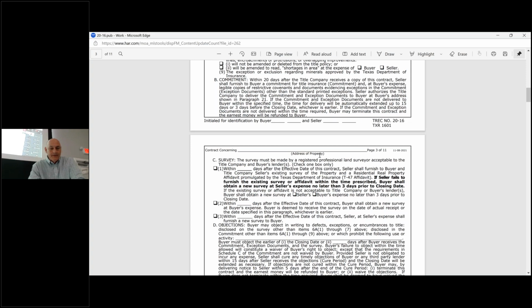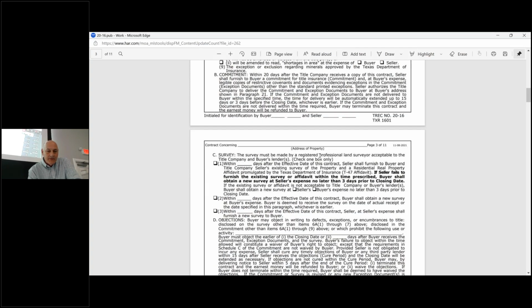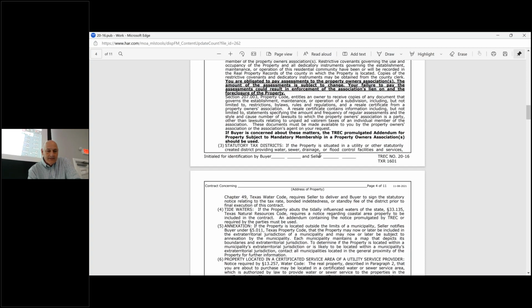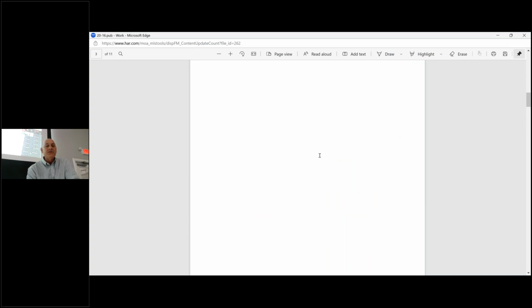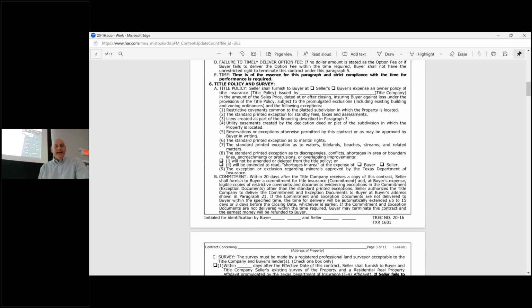So look at paragraph, let's see here. Let's see, the standard printed exceptions. So where are the exceptions listed here? Oh, you know what? They're not going to be listed here. They're going to be in the actual title policy that's issued. So here we go. 6A8. When a title policy is issued, it typically does not cover these issues. Look at these issues it lists right there. Discrepancies, conflicts, shortages in area, boundary lines, encroachments, protrusions, or overlapping improvements.